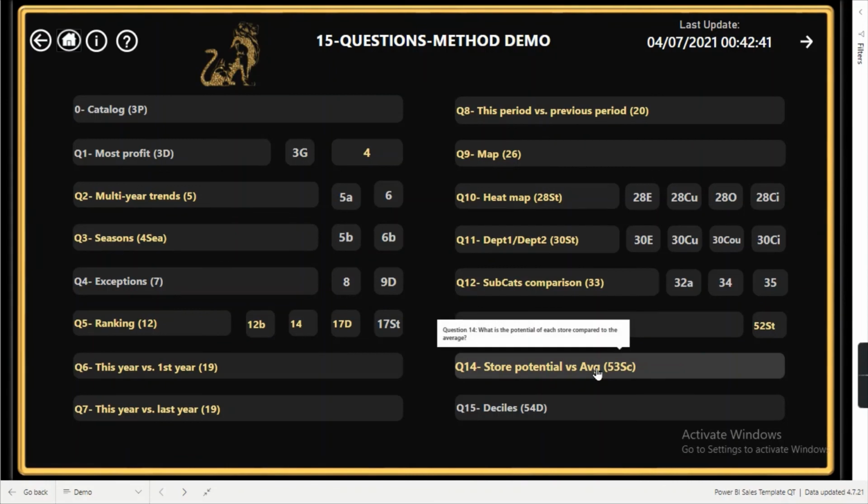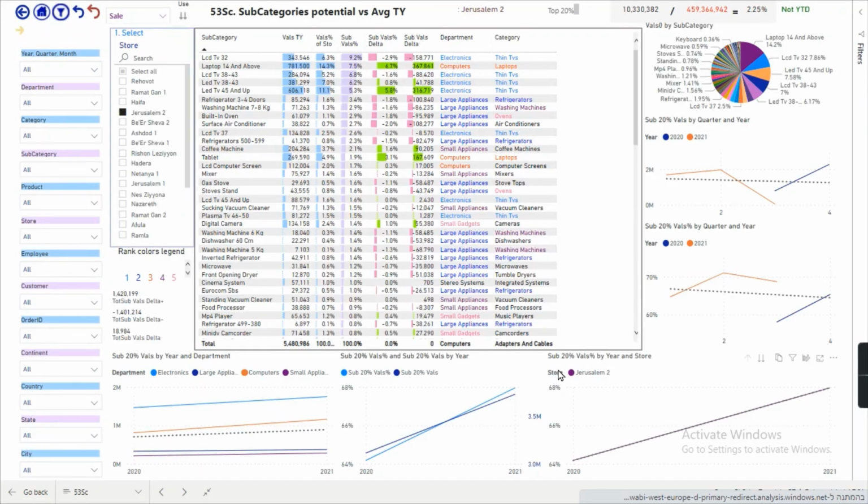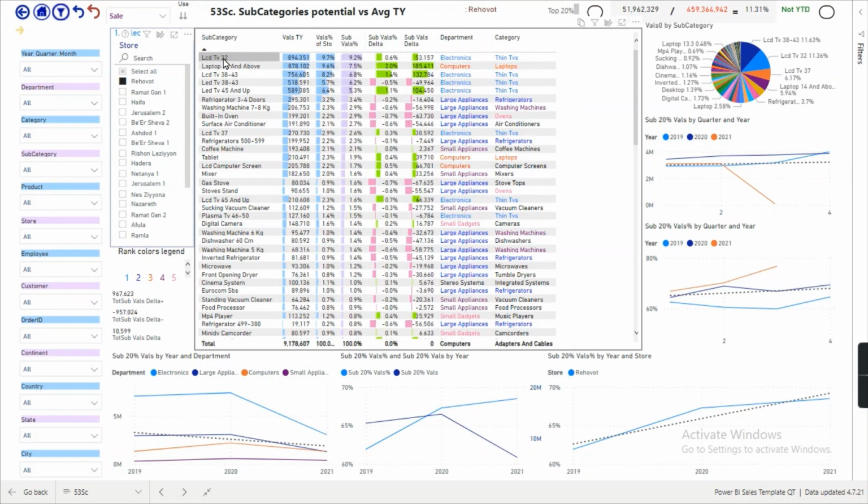Last but not least, question 14. What is the potential of each store compared to the average of the chain? Page 53, let's see subcategory. We see for subcategories, let's select the first, the biggest store, Rehovot. We see, for example, subcategory LCD TV 32.